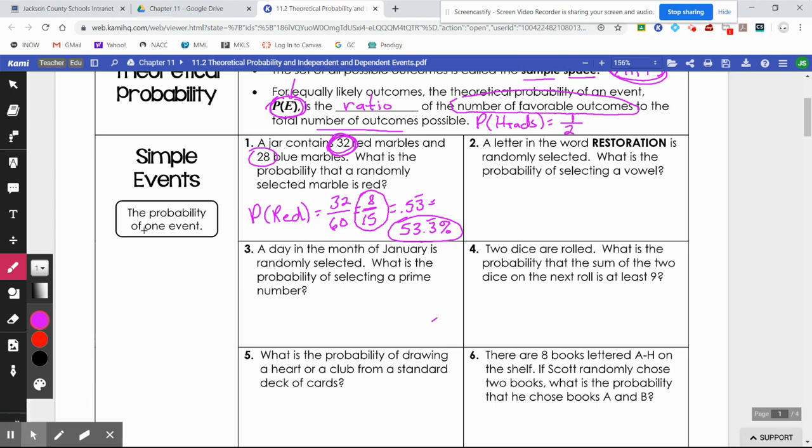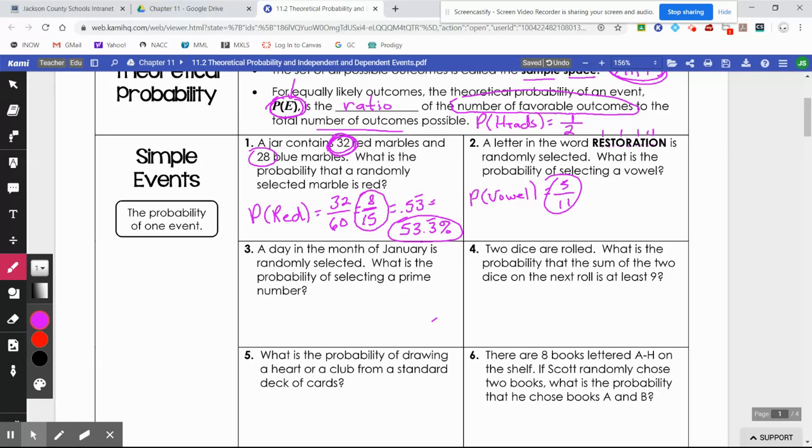Okay, next problem. It says a letter in the word restoration is randomly selected. What is the probability of selecting a vowel? So, the probability that we're going to get a vowel. First off, we count the number of vowels, which there is an E, an O, an A, an I, an O. So that'd be 1, 2, 3, 4, 5 total vowels, out of the total number of ways that we could pick a letter, which is 1, 2, 3, 4, 5, 6, 7, 8, 9, 10, 11. So there's a 5 in 11 chance that you choose a vowel from this word.